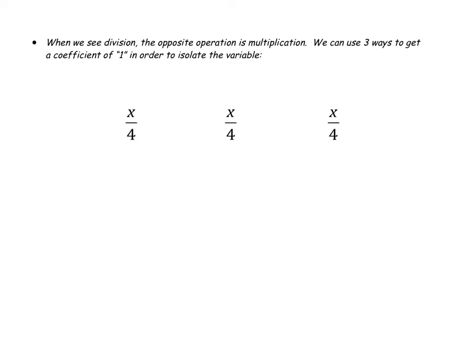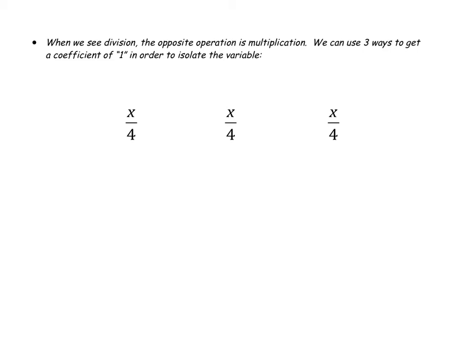So now as we move towards solving, when we see division, and this means x divided by 4, the opposite operation is multiplication. So the opposite of division is multiplication. And we can use 3 ways to get a coefficient of 1, which is what we want, in order to isolate the variable. We want the variable all by itself. We don't want to see divided by 4. So we're going to go after a coefficient of 1. And here's how we're going to do that.